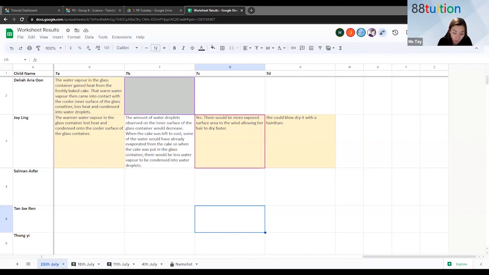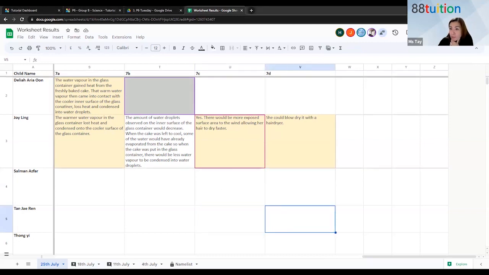90% cooler than before. So compared to part A, would the amount of water droplets observed on the inner glass surface increase, decrease, or remain the same? Okay, after you put the cake into the glass container, the cake has cooled down. What do you think? Will there be a lot of water droplets? No water droplets? Cannot be no, okay? So it's either got more, stayed the same, or lesser. What do you think?